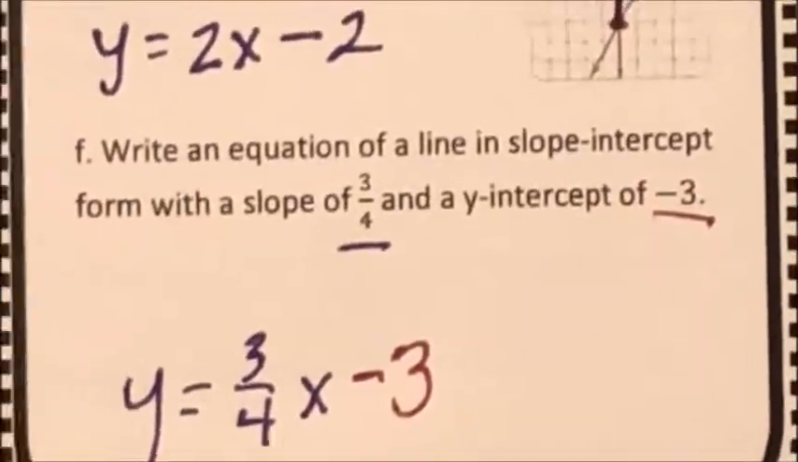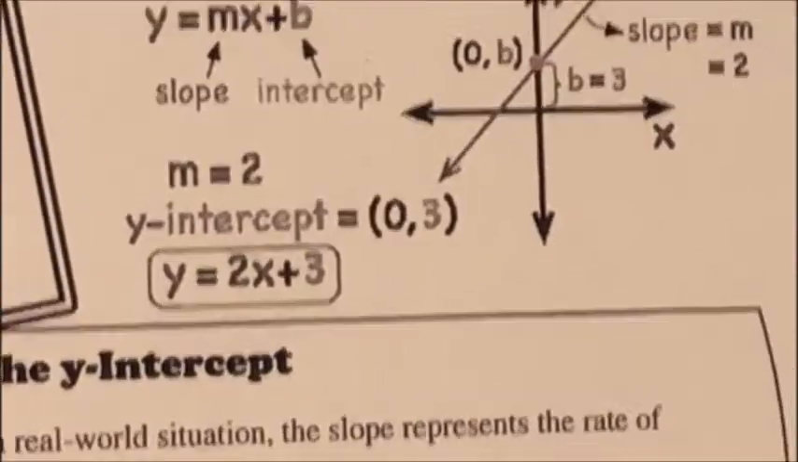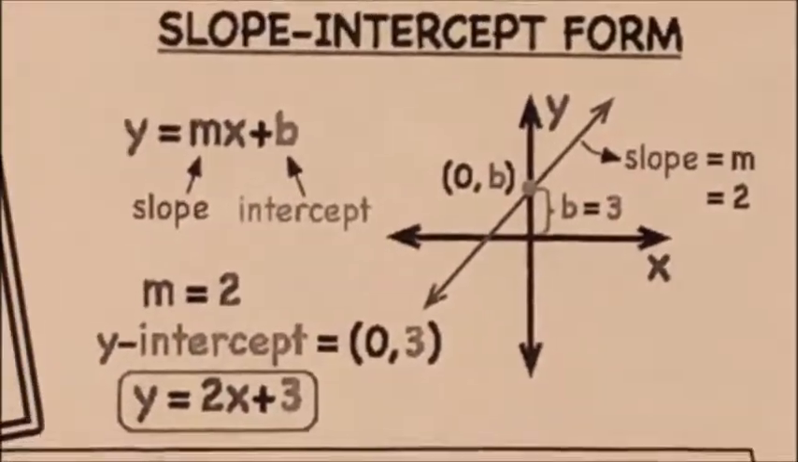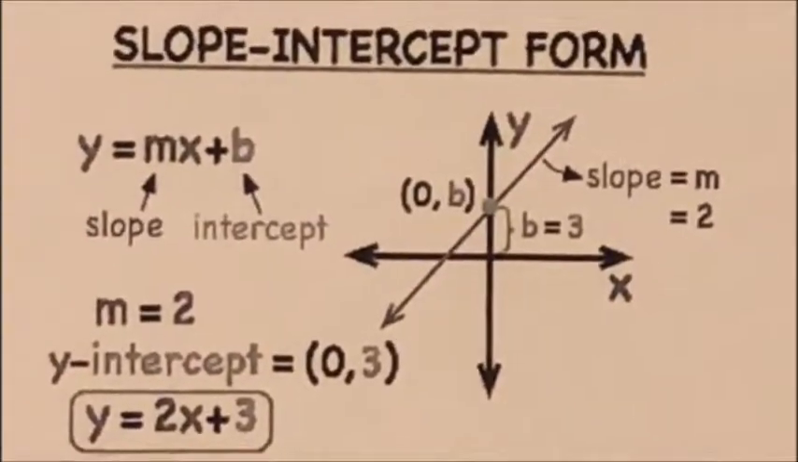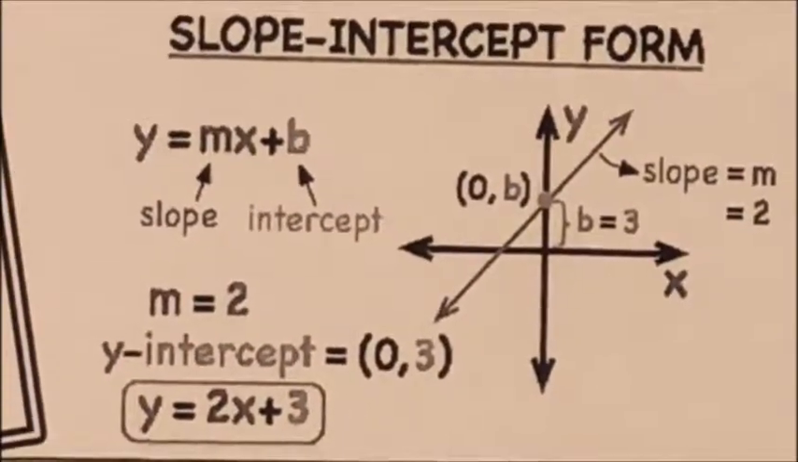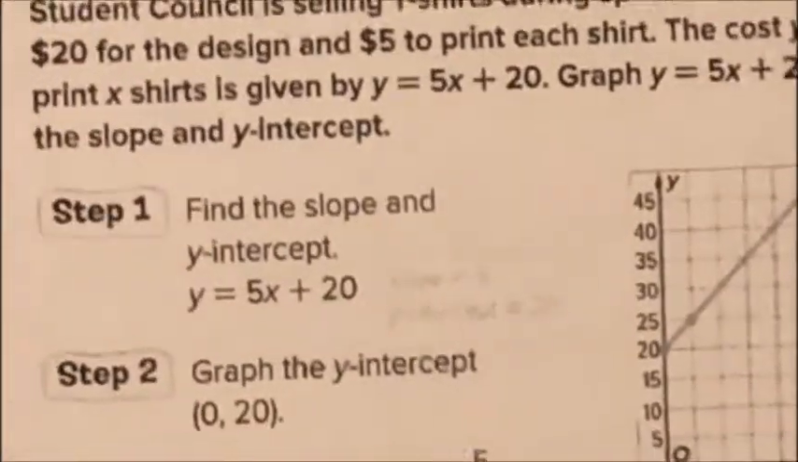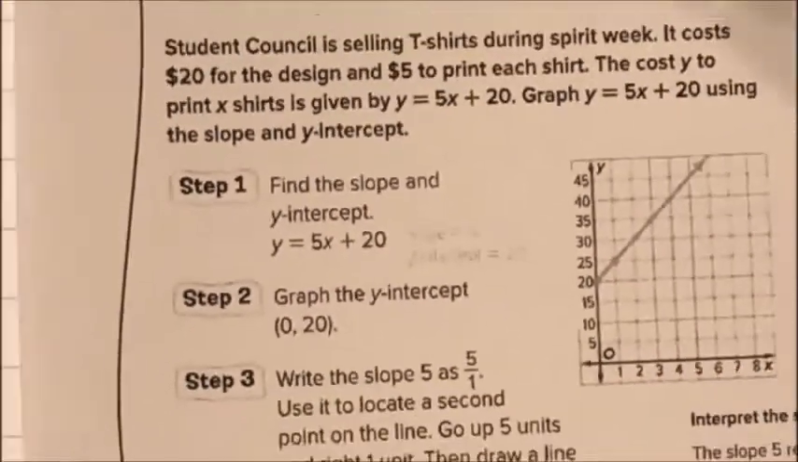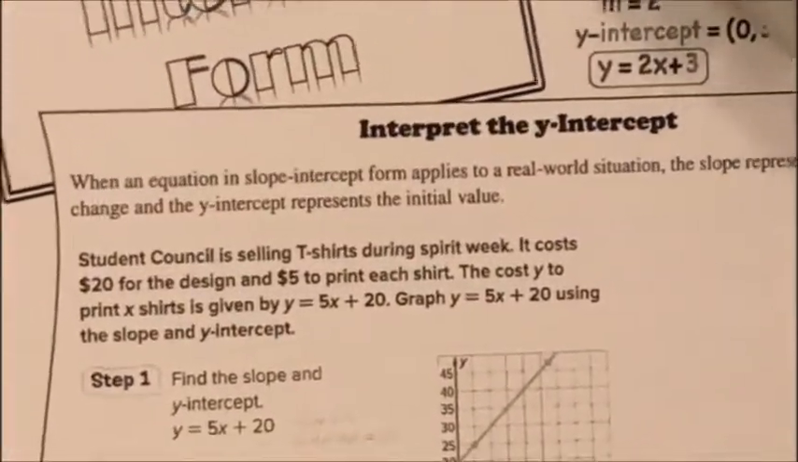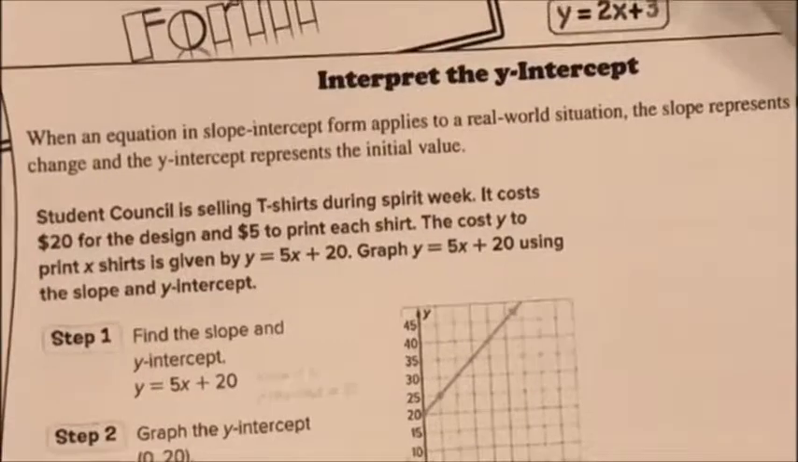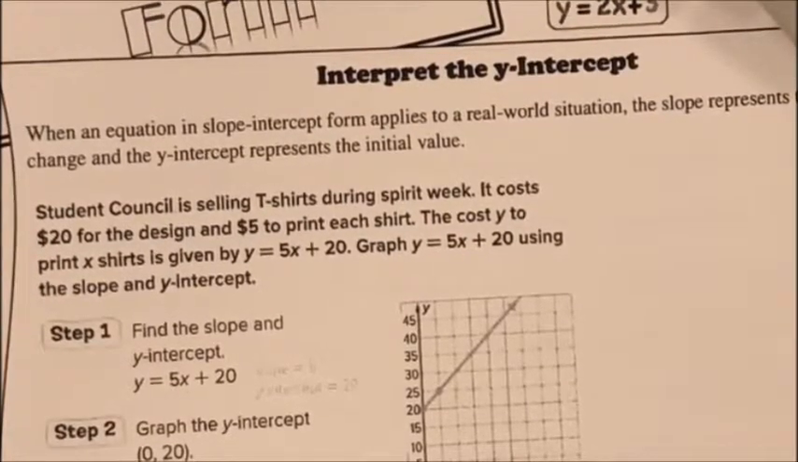Okay. So on page 63, this lesson continues. Here's an example of slope-intercept form. It's a little bit larger and easier to see. Gives you a couple more examples. Okay. So the other thing that I want to talk about is interpreting the y-intercept. Okay. So if I'm interpreting the y-intercept, it says, when an equation in slope-intercept form applies to a real-world situation, the slope represents the rate of change and the y-intercept represents the initial value.